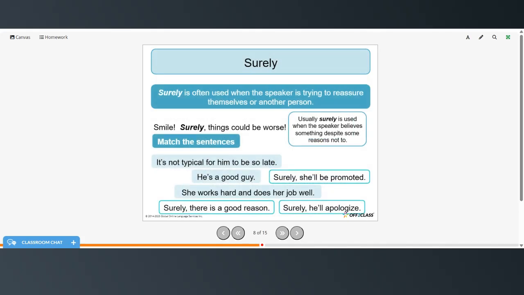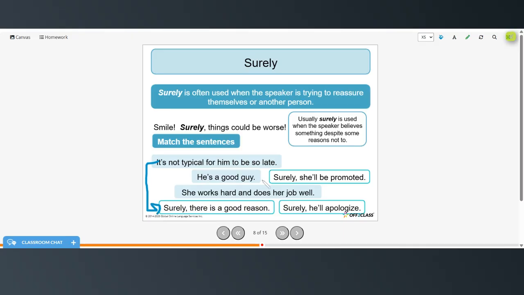Surely is often used when the speaker is trying to reassure themselves or another person. Smile, surely things could be worse. Usually, surely is used when the speaker believes something despite some reasons not to. Now match the sentences. It's not typical for him to be so late. Surely there is a good reason.